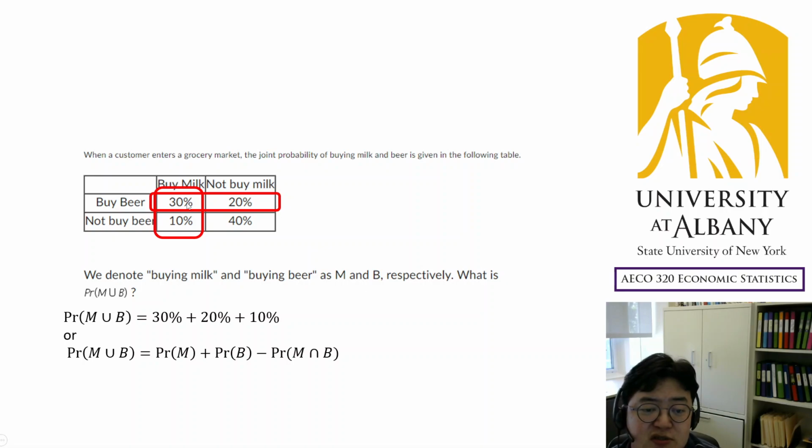In principle, you can just count, you can check the types of customers who satisfy this event. So to be included in this event, a customer should buy either milk or beer. So if one buys one of them, that's enough. So it includes 1, 2, 3 types. The other type, those who buy neither milk nor beer, is excluded. Okay, so basically this event includes 3 types, so you can calculate probability this way.